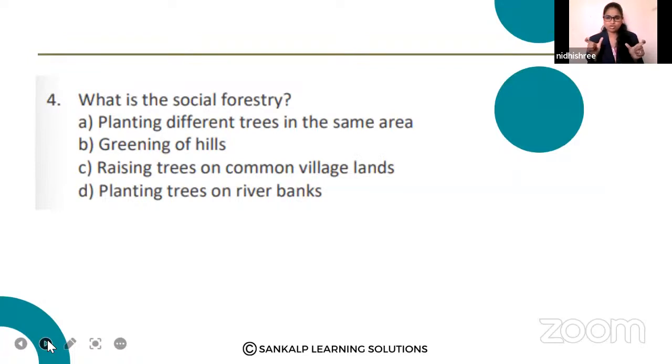What is social forestry? What is the term social forestry? A, planting different trees in the same area. B, greening of hills. C, raising trees on common village lands. D, planting trees on river banks. Social forestry, andre eno?